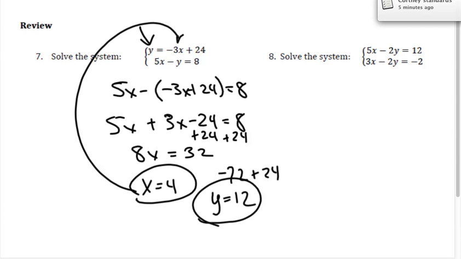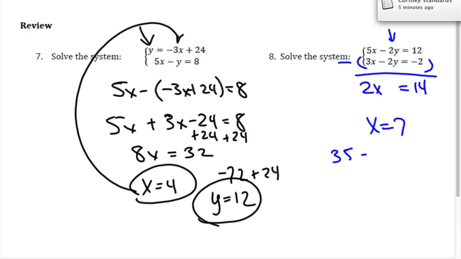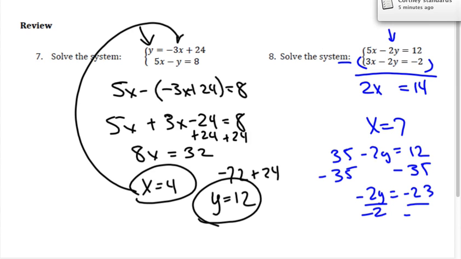Number 2, I've got minus 2y minus y, so I'm going to subtract those 2. So the 2x is going to go away, and then that's 35 minus 2y is 12, to 11.5.